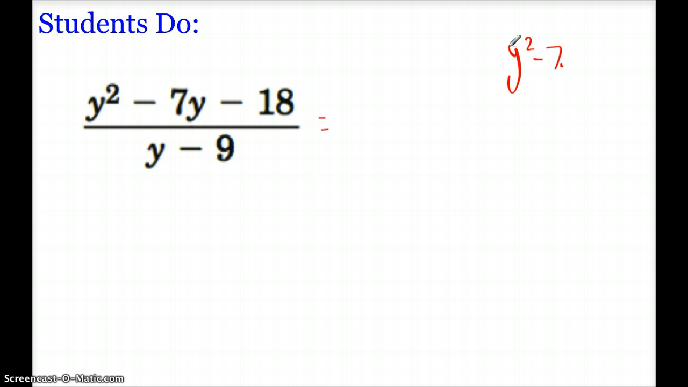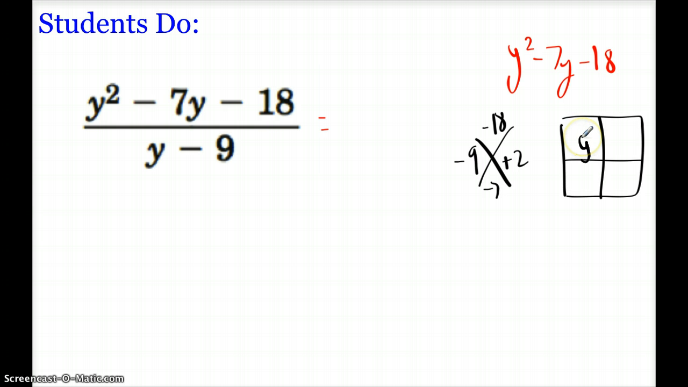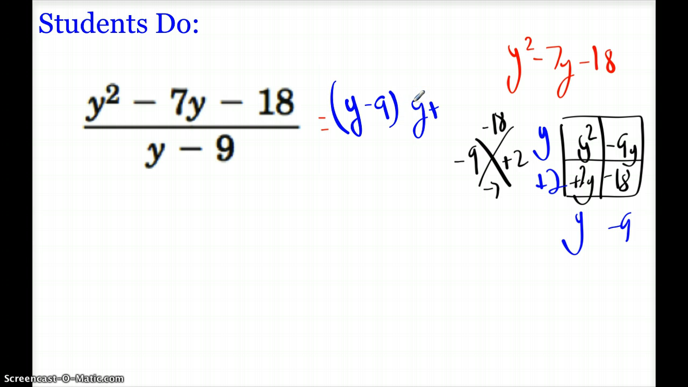Y squared minus 7y minus 18, 3 terms. I'm always going to use my x-box. You could do factor by grouping, but I like the x-box. Negative 18 on top, negative 7 on the bottom, negative 9 and positive 2. Create my box. Y squared, negative 18, negative 9y, and positive 2y. The GCF of this group is going to be y, negative 9, y, and positive 2. So this top portion right here should be y minus 9 times y plus 2.